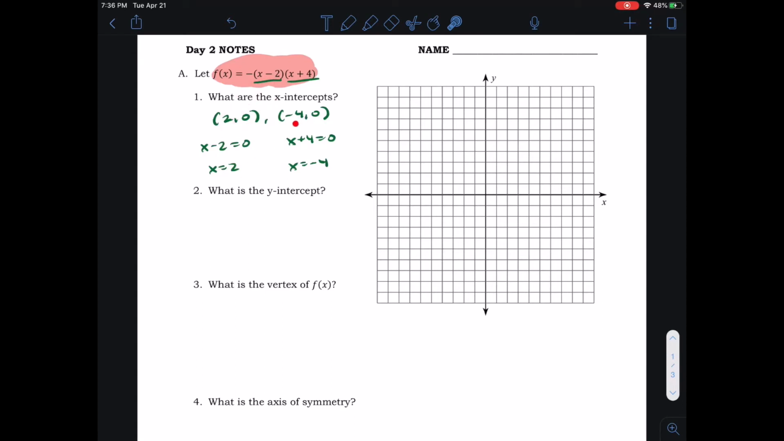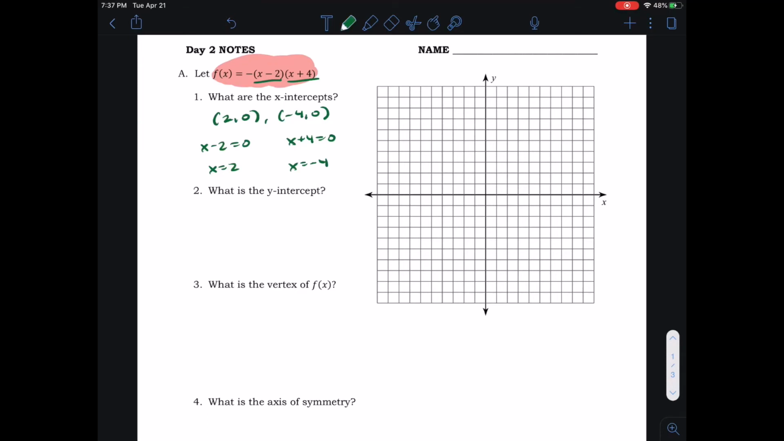By the same reasoning, if I look at -4 here, if I plug -4 in, I'll get -6 here, right? -4 minus 2 is -6. And then -4 plus 4 is 0. So again, anything times 0 is 0. And that's the reason why you can just set each of the factors equal to 0 to find your x-intercepts, right? Because remember, zeros and x-intercepts are really the same, more or less the same.